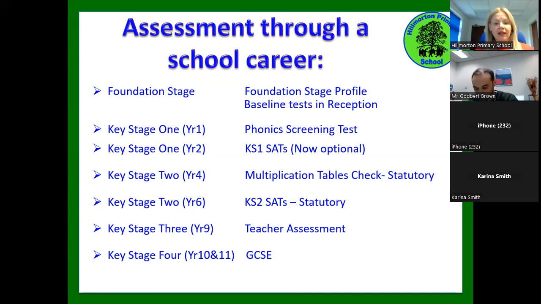and they're one of a number of statutory tests that children will do in their school career, starting at the foundation stage profile, the baseline tests in reception, the Year 1 phonics screening tests, which are one of the statutory tests. The Key Stage 1 SATs are now optional for the first time this year. They used to be statutory. The multiplication tables check that they would have done last year online is a statutory test. And the Key Stage 2, the Year 6 tests are statutory.